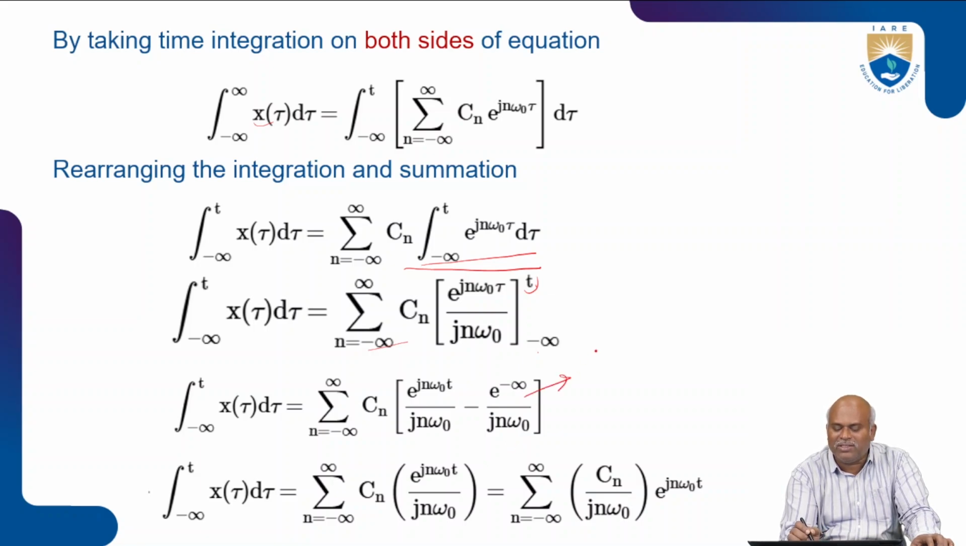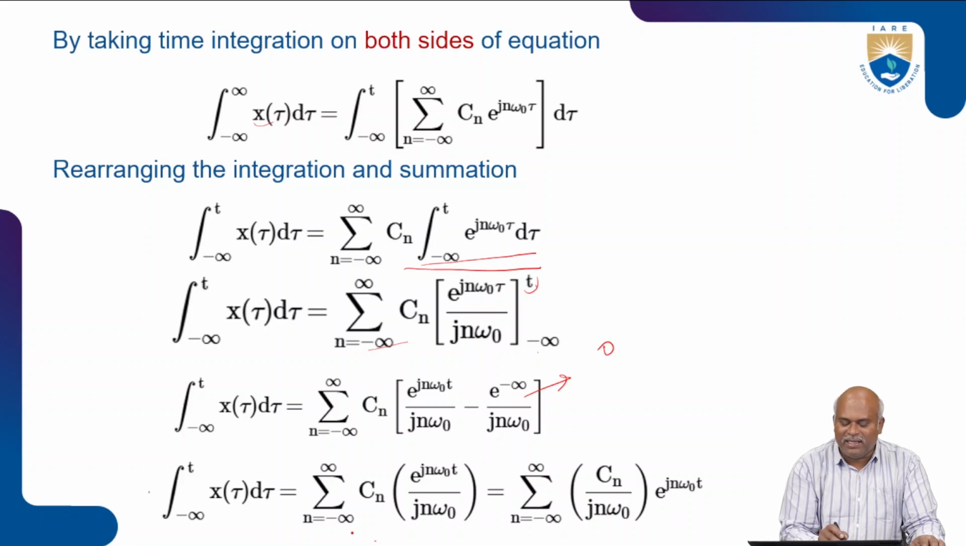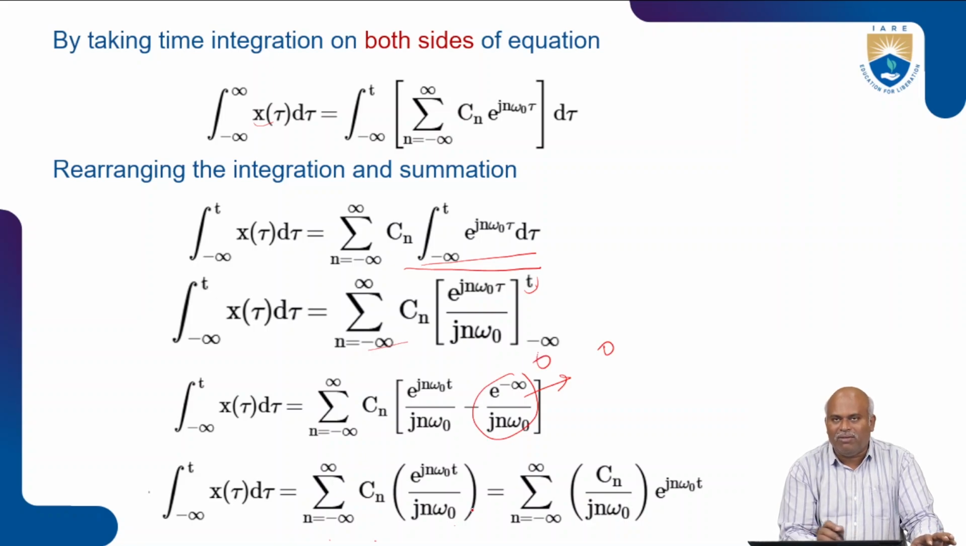e power infinity is equal to 0. Okay, 0 divided by j n omega 0 is represented as 0. So I should write the equation for the right side as the summation of n equal to minus infinity to plus infinity, C of n e power j n omega 0 t divided by j n omega 0. So this portion becomes 0. So the remaining part, we take it.